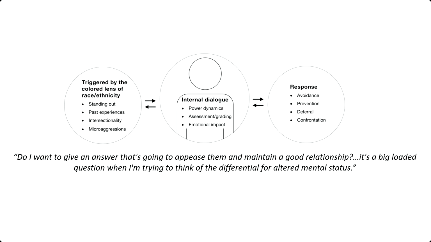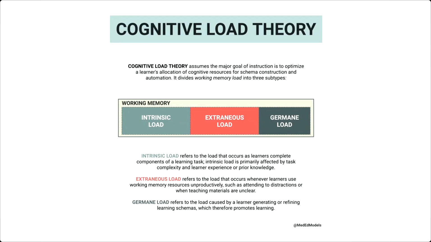And I think this one quote really captures the impact of stereotype threat very well. So this is a learner who basically was asked a very politically and racially charged question by their attending. And the learner said, do I want to give an answer that's going to appease them and maintain a good relationship? And it's a big loaded question when I'm trying to think of the differential for altered mental status. And what this learner is referring to first is this affective or emotional impact of having to deal with this. But second, they're talking about the cognitive load or the cognitive implications of these moments. And so this brings in cognitive load theory.